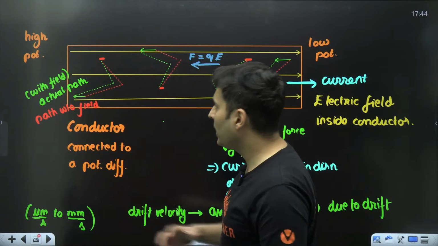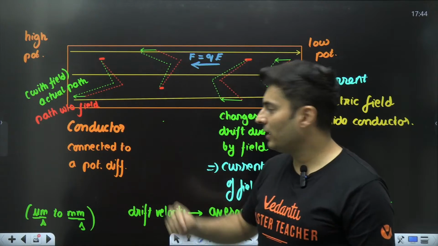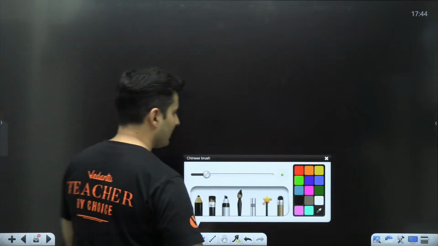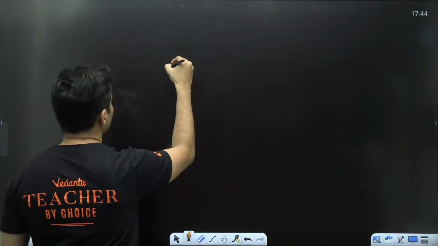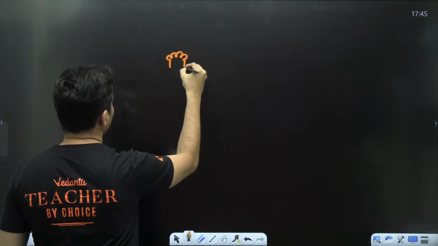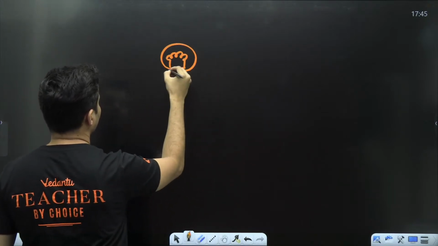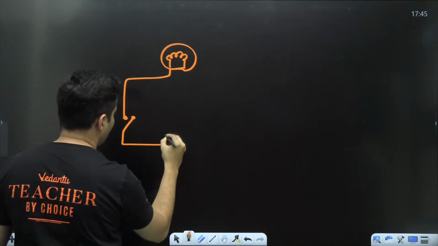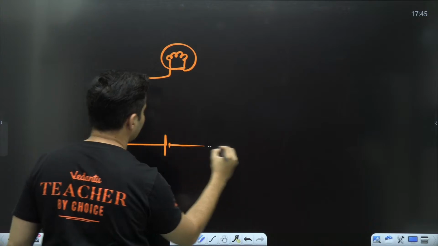Now tell me one thing. When you turn on a bulb, say for example, this is your circuit. This is the bulb. The wire goes here. There is a switch here, and there is a battery. Say like this.